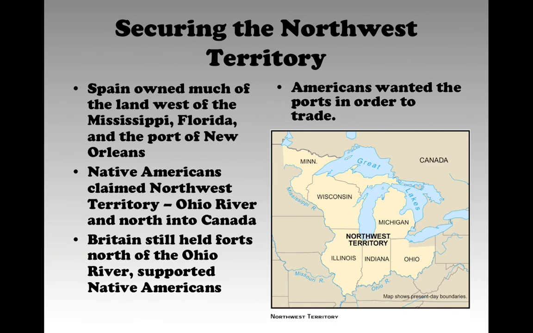All right, so securing the Northwest Territory. The U.S. did not own a majority of the western landscape. It was shared by Spain and the Native Americans. Okay, as we discussed in class, there was a large Native American population out towards the Mississippi River, and also a small population of British-controlled forts along the Ohio River Valley.